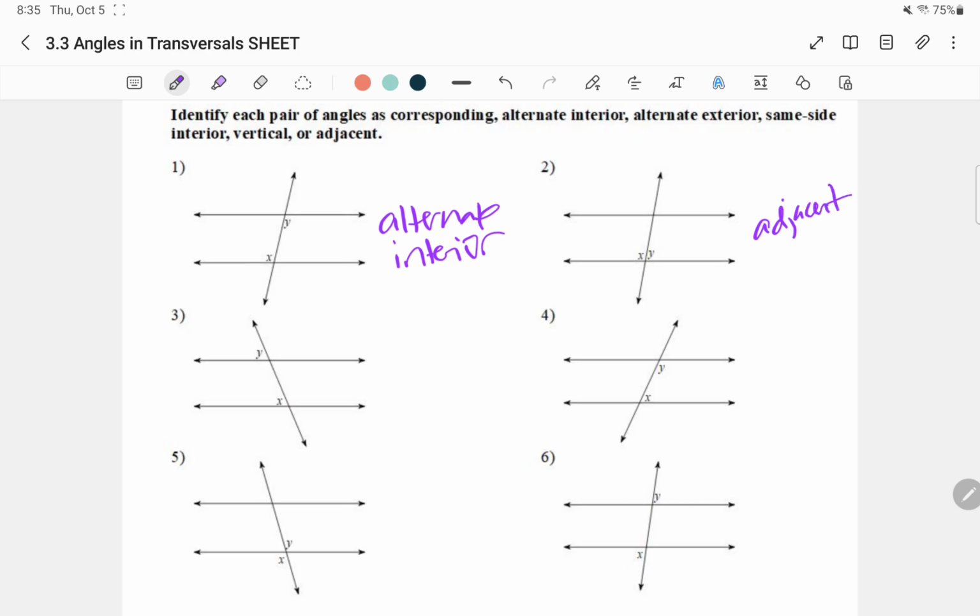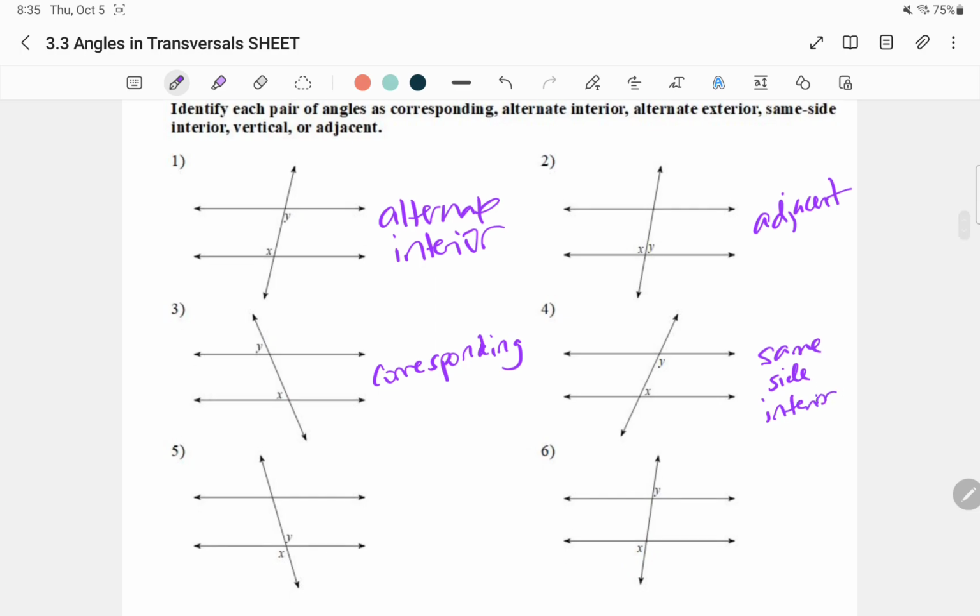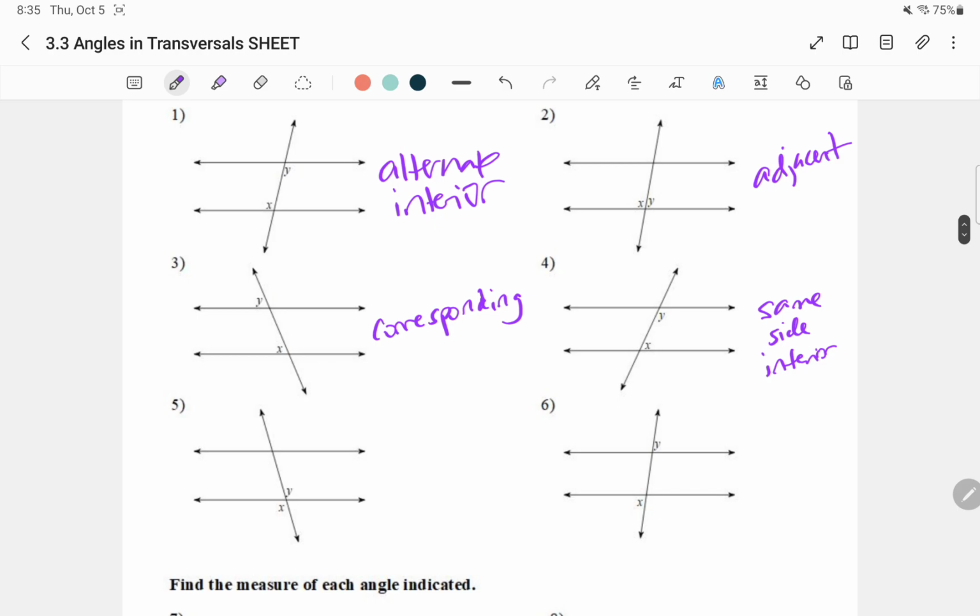For number 3, these are in corresponding positions, right? Top left and top left, so these are corresponding. And for number 4, these are on the same side on the inside, so same side interior. So go ahead and pause the video and see if you could do 5 and 6.